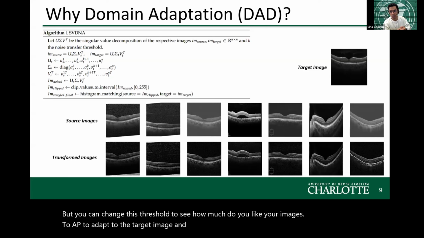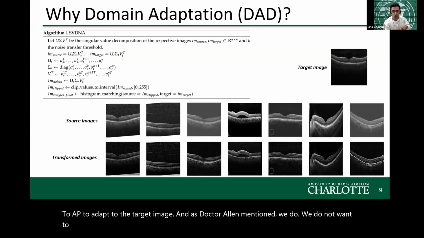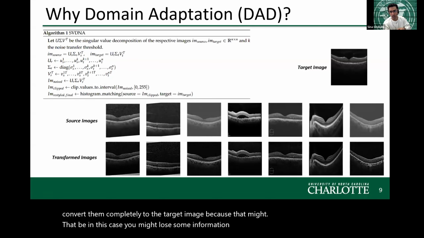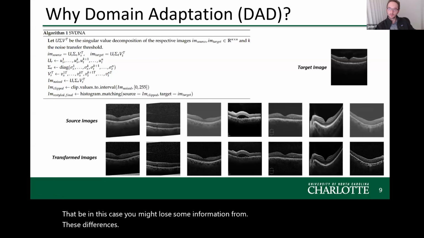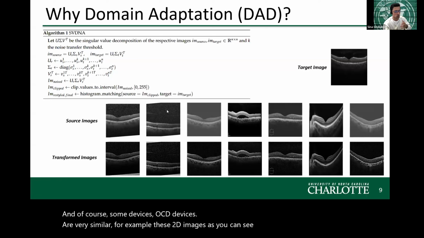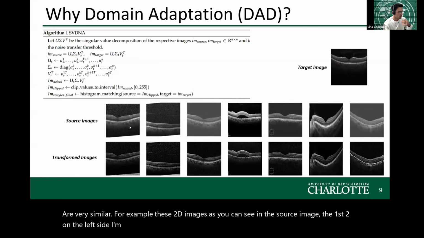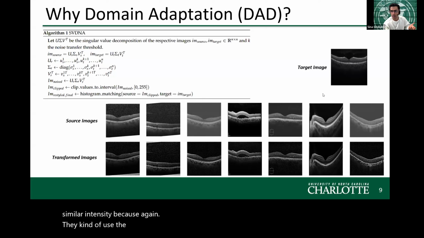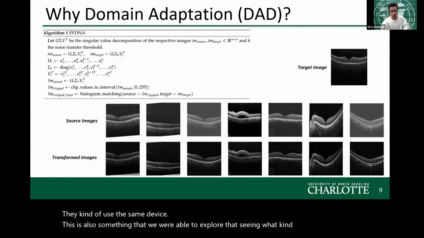And as Dr. Allen mentioned, we do not want to convert them completely to the target image, because in that case we might lose some information from these differences. And of course some OCT devices are very similar. For example, in these 2D images, as you can see, the first two source images on the left side, I'm not sure if you can see my pointer. We can see it, yes. These two are very similar because they use the same device. And then the third and last images also have similar intensity because, again, they use the same device. This is also something that we were able to explore, seeing what kind of device was used during the image capture.